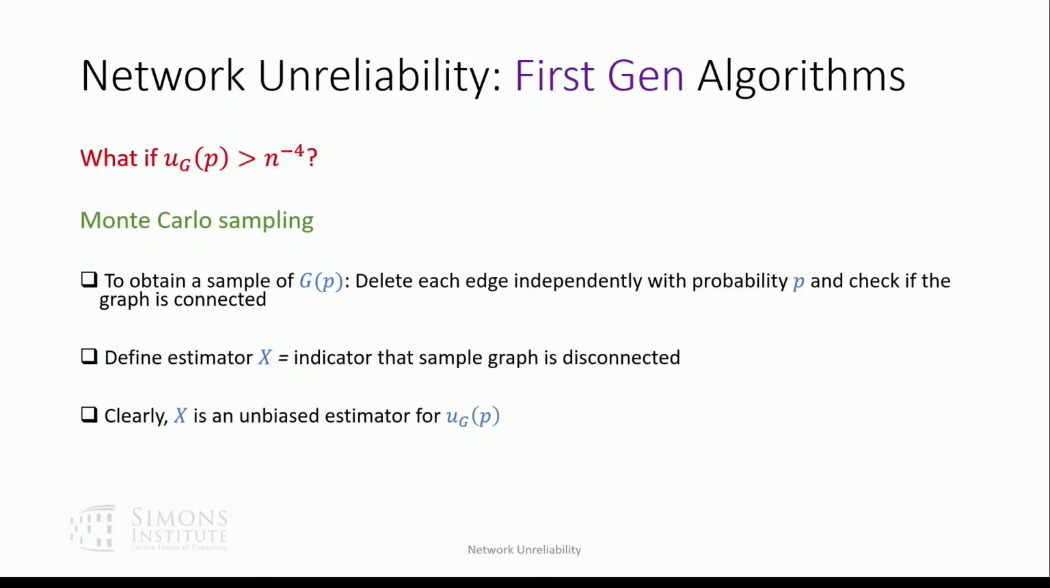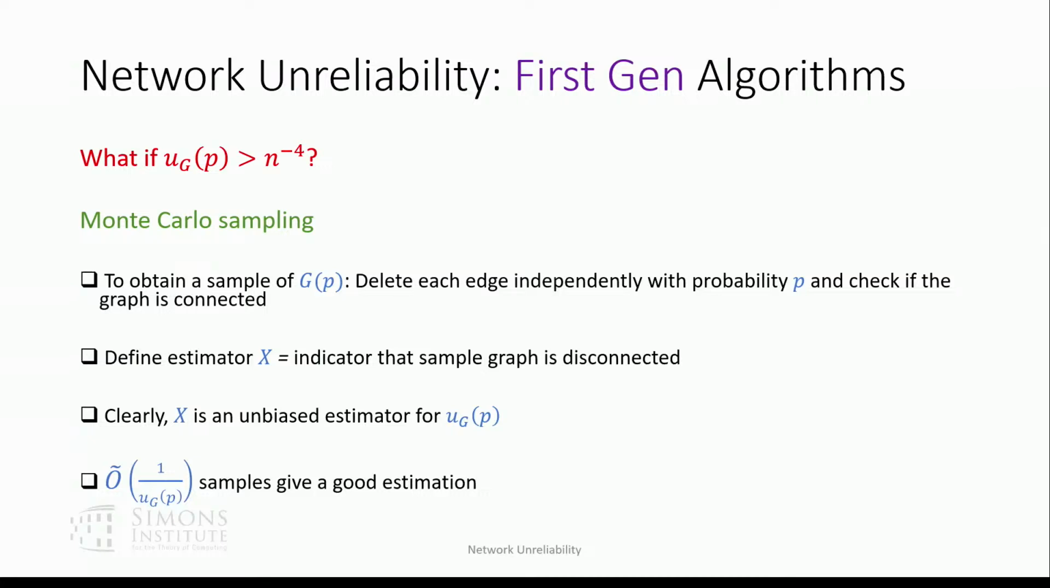Repeat this a bunch of times. It's an unbiased estimator. If you repeat this about 1 over the unreliability times, then that will give you a good estimation. This is just standard statistics. There's nothing special. Okay, so that's the entire algorithm.